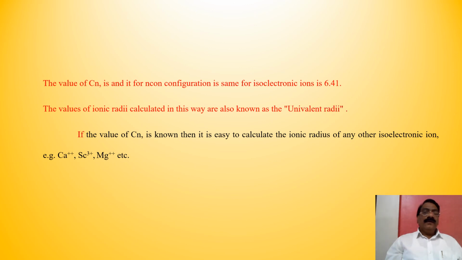If the value of Cn is known, then it is easy to calculate the ionic radius of any other isoelectronic ion, for example Ca2 plus, scandium 3 plus, magnesium 2 plus, etc.